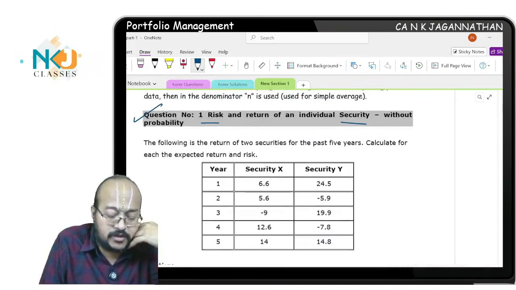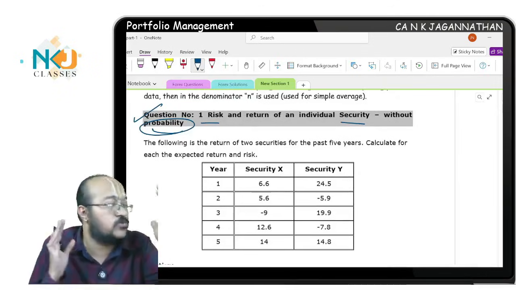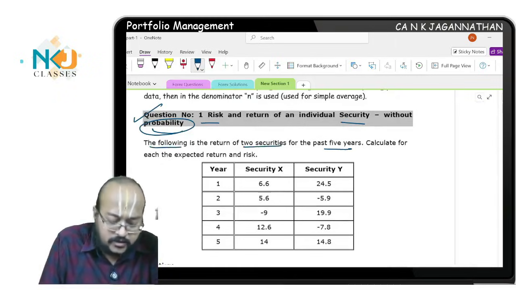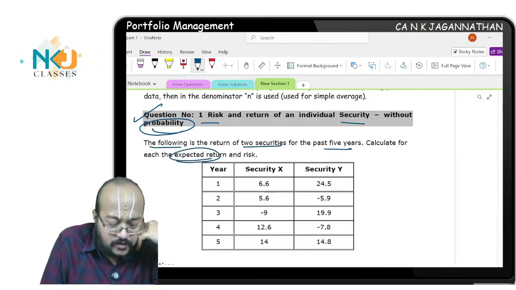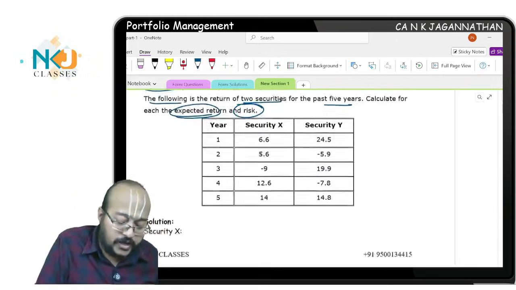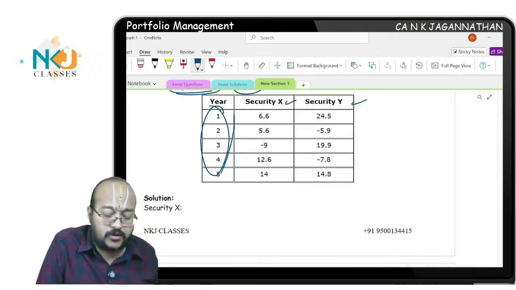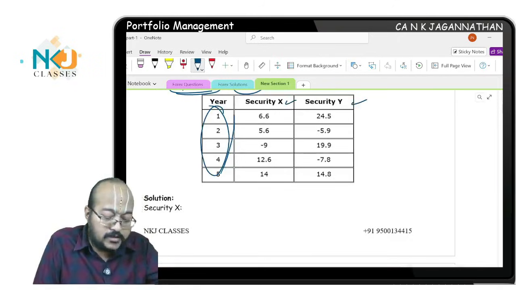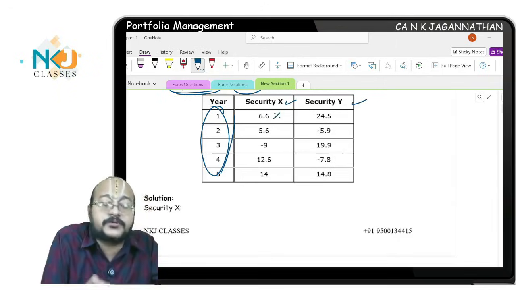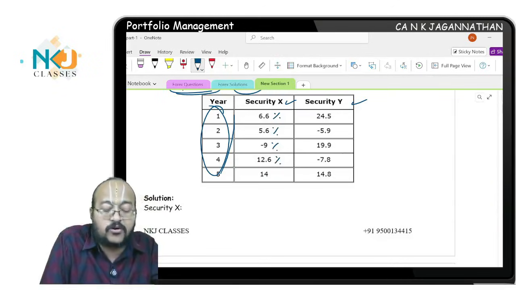See, this question we will take and understand: risk and return of individual security without probability. First question without probability I will try to solve, then with probability also we will try to solve. The following is the return of two securities for the past 5 years. Calculate for each the expected return as well as risk. So risk and return, this is what we are going to compute. Agreed? Past 5 years data given, ex post question, right? Two securities are given. Each year these returns have been computed, 6.6 percentage, 5.6 percentage, 9%, minus 9 percentage, 12.6, like that, all are in percentage terms.